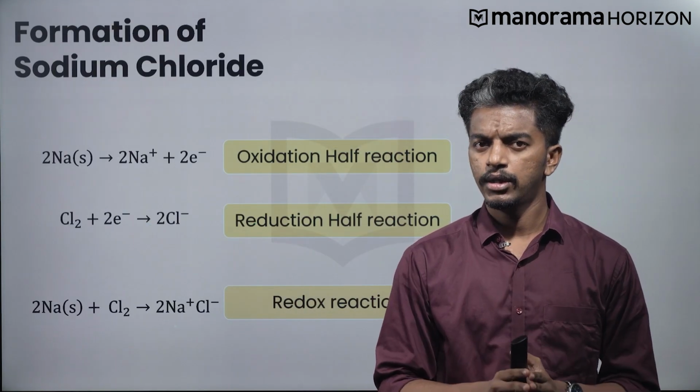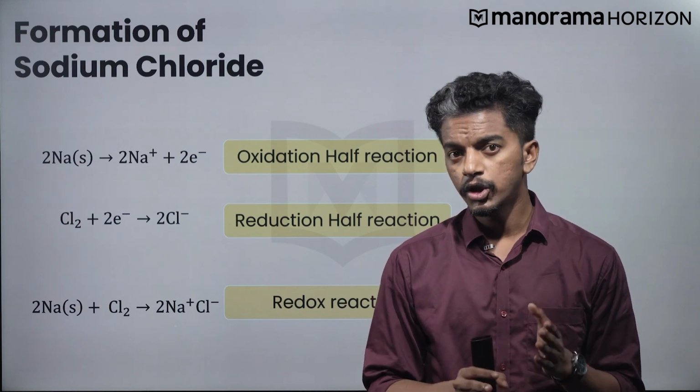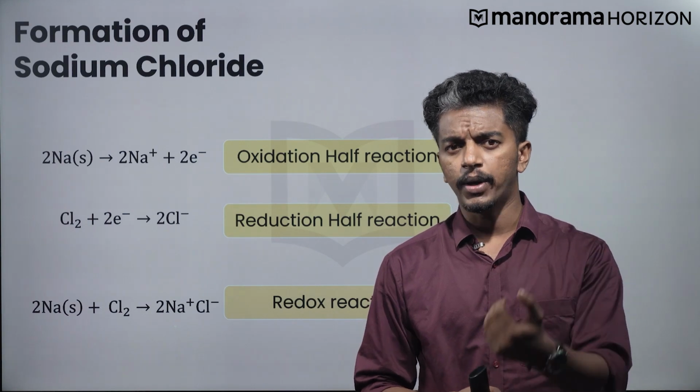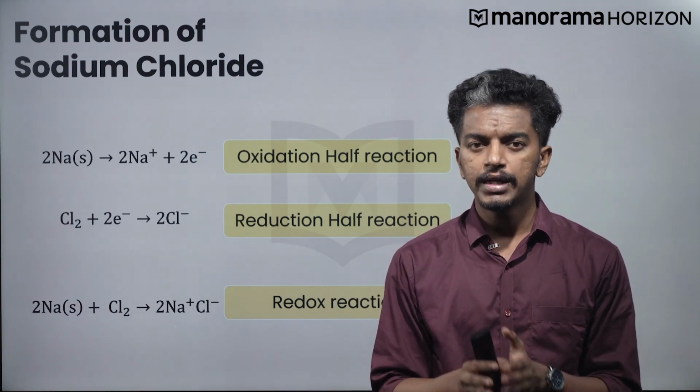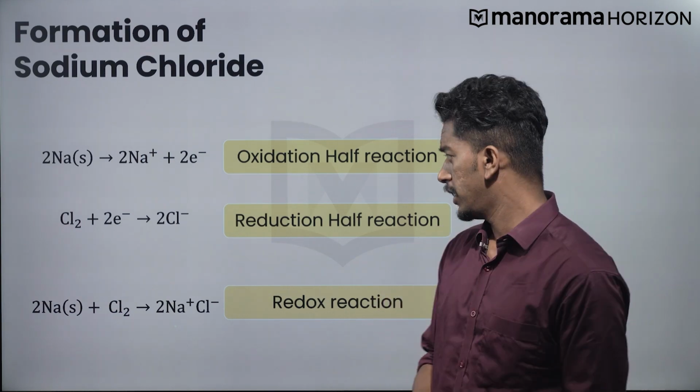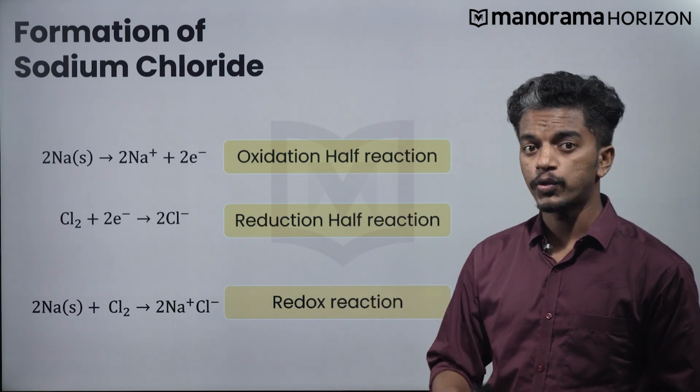In this reaction, the part of the reaction that involves the loss of electrons is called the oxidation half reaction and the other part which involves the gain of electrons is called the reduction half reaction. And the sum of these two reactions is called a redox reaction, as you can see here.